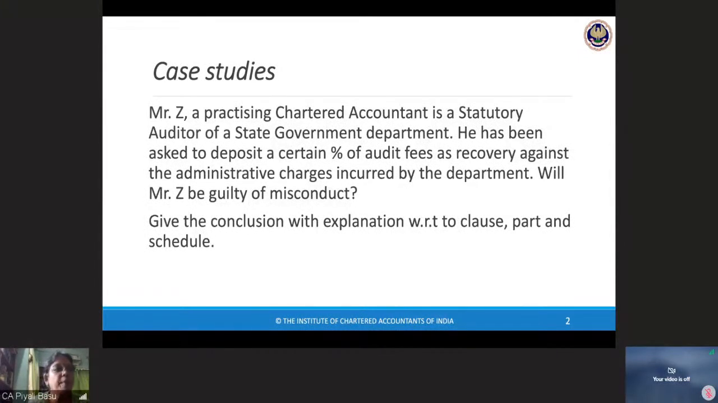He is not guilty because clause 2 part 1 of the first schedule allows a member in practice to pay a percentage of the fee, which will be used as a recovery against the administrative charges. The auditors are making arrangements for their tea, coffee, and other administrative charges, say stationery and things like that. It is possible that in a government company they might say that we will not give you free. This is generally not done, but it is possible.